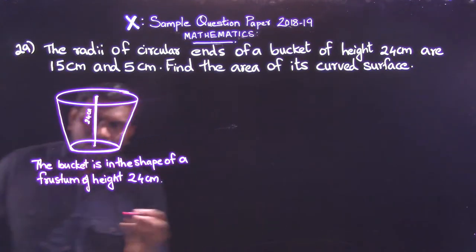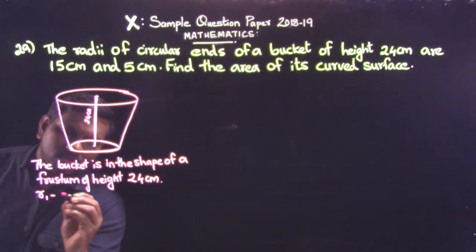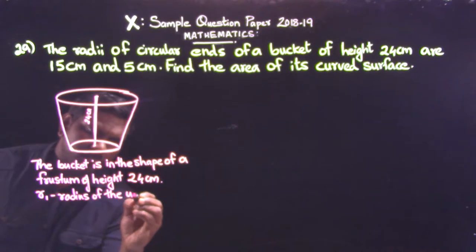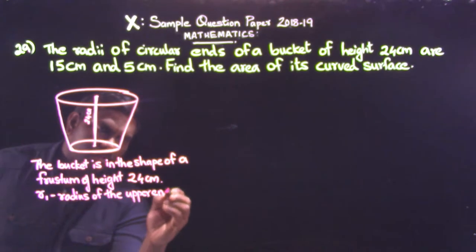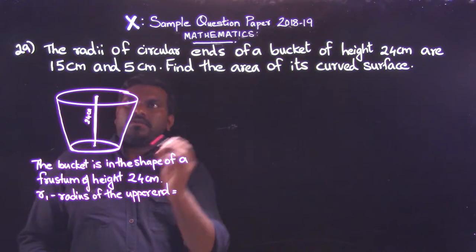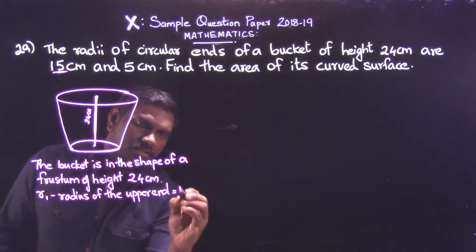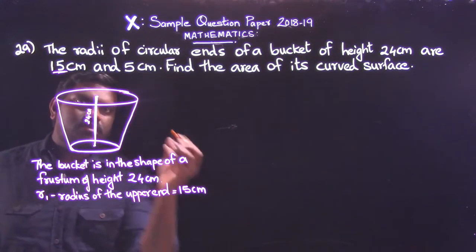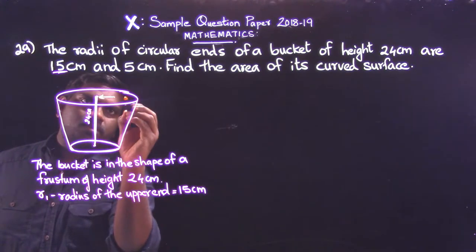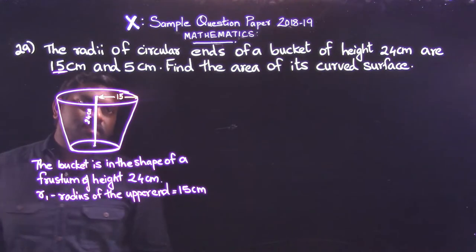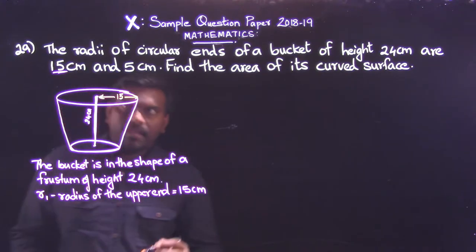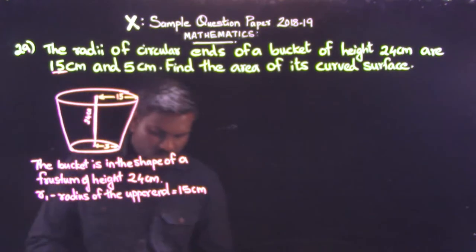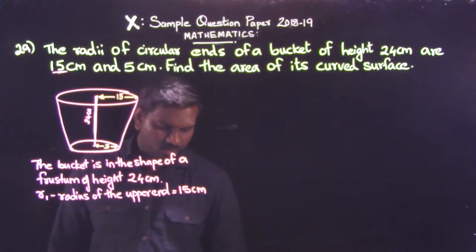Then R1 is what? Radius of the upper end, which is equal to the first one, which is bigger, which is 15. So this length is 15. Okay, clear. And then the smaller one is 5. You need to be very clear about what you are writing.